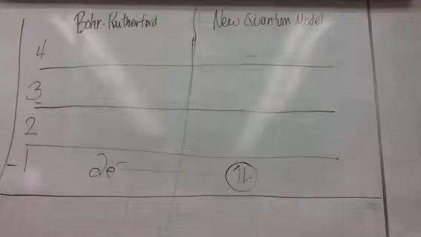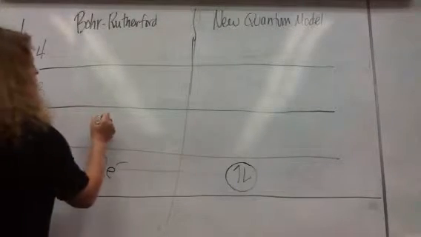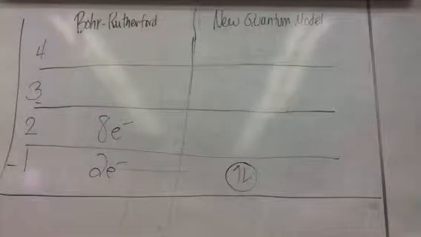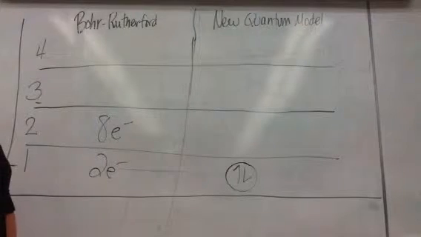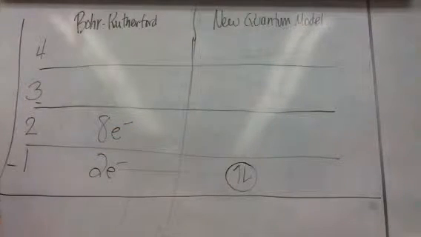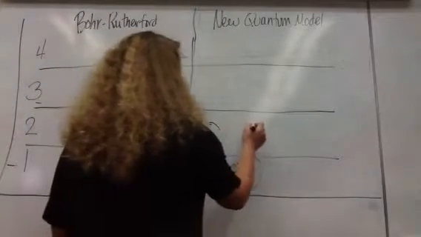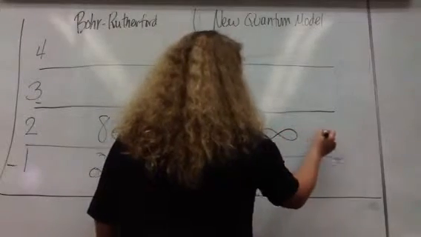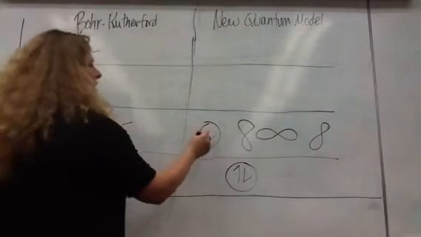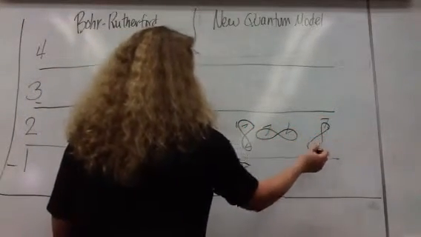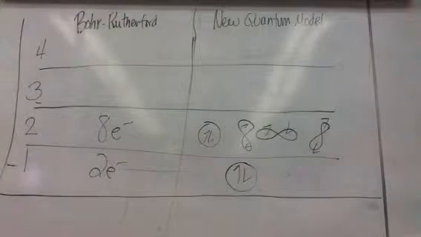In the old Bohr-Rutherford model, how many electrons can the second energy level hold? 8. So that's what we know, 8 electrons. What do we know in the new quantum model? We have an s orbital. We've got some of these p orbitals. They each have 2 electrons, 1 spinning up, 1 spinning down. That's a lot more detail.